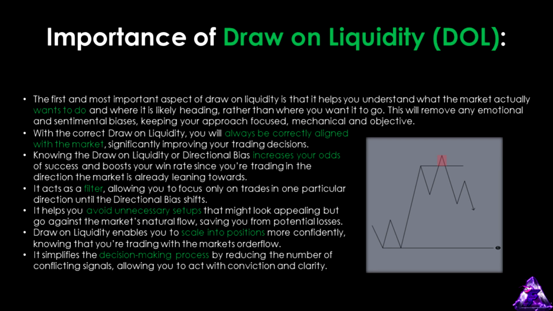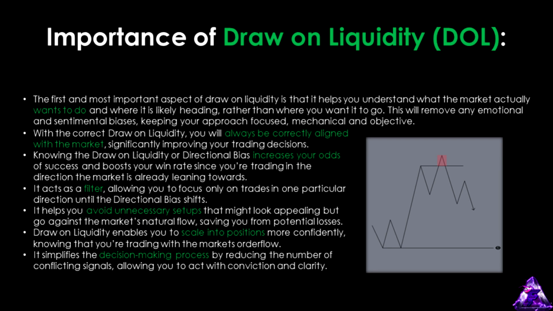Knowing the draw on liquidity allows you to align with the market's direction, ensuring you only take entries that form in the direction of the higher timeframe's draw on liquidity. Having a clear directional bias in the market greatly increases your odds of success and improves your win rate, as you're trading in the market's natural direction rather than taking counter trades, which tends to reduce your win rate.